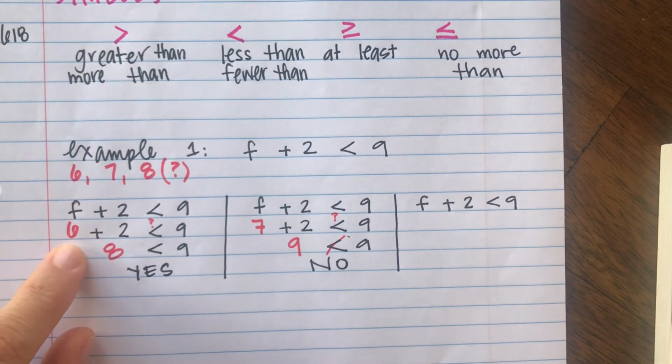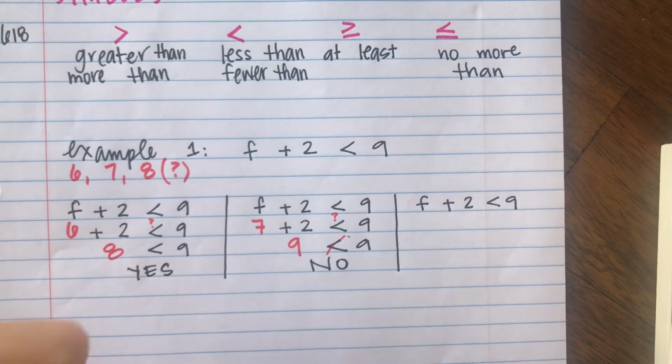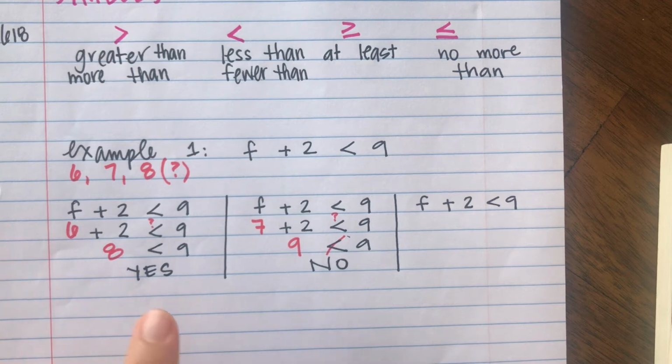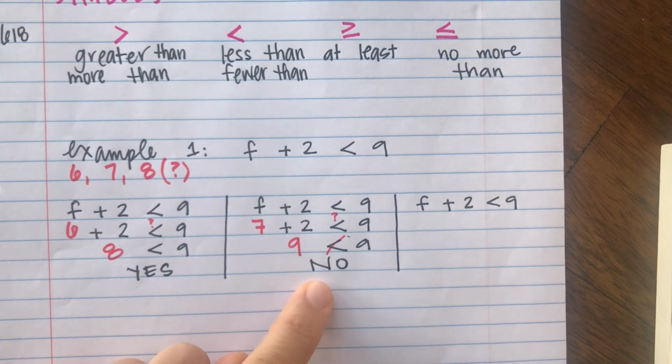If I substitute the f with 5, will I get a yes? Yes, because 5 plus 2 is 7, and that's less than 9. If I substituted a 4, a 0, a negative, guys, I would still get a yes. Anything smaller than 6, so to the left of 6 on a number line, would make it true. Anything to the right of the 6 makes it not true.